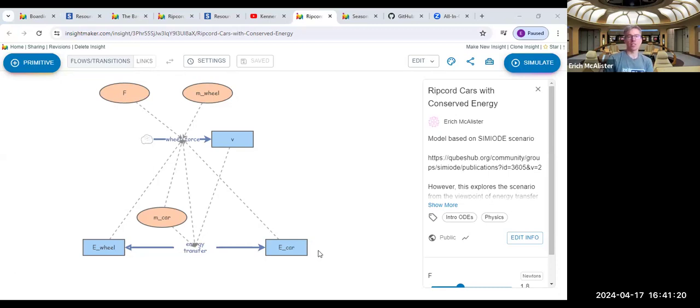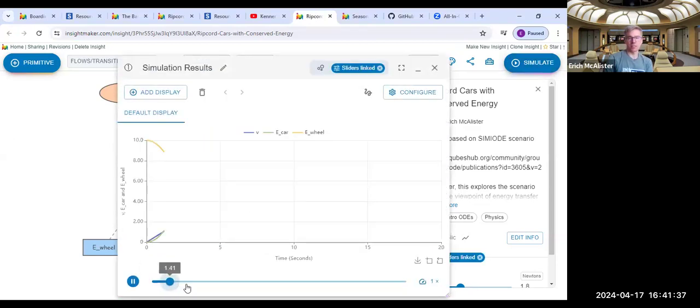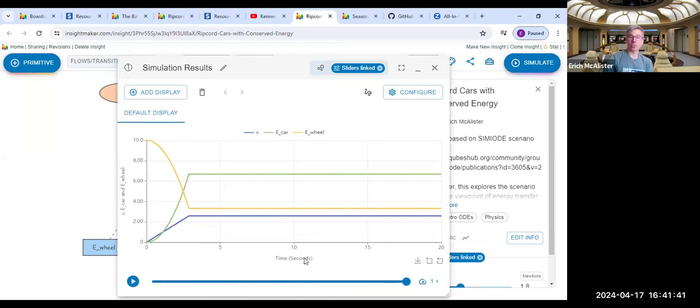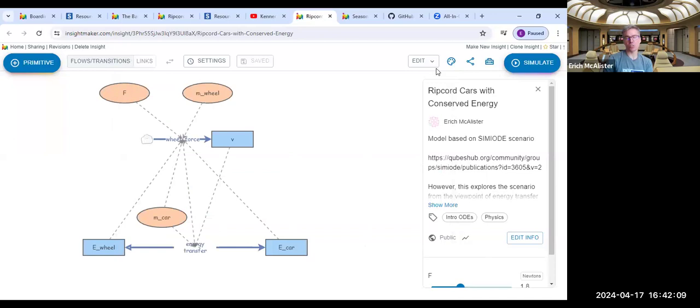You can actually think about how this energy transfer from wheel to car is working. If I simulate this, and it goes, this is a conserved energy problem. The sum of these two is constant, and it has that breakpoint, which I didn't have T naught as a parameter for. It's not that difficult to work out what happens in terms of the energies when pure rolling is achieved. So that's another one.